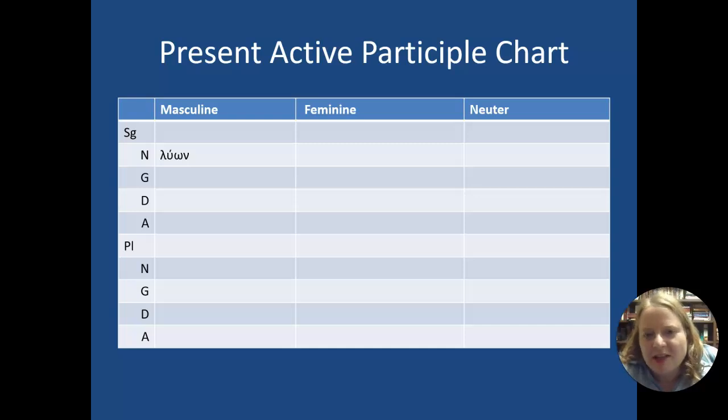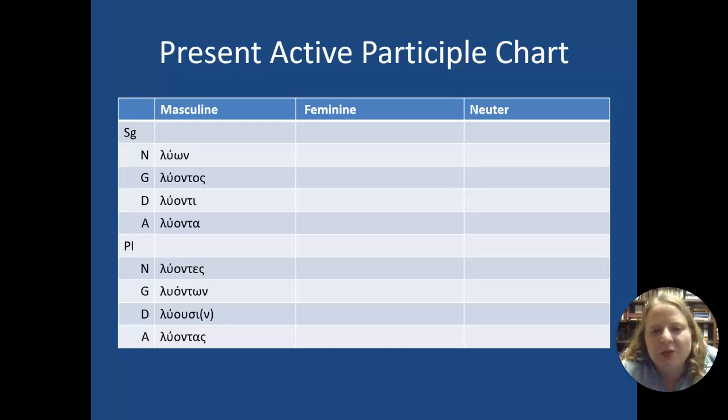Here are the present active participles. This is its most basic form. You always have to have the genitive, because the genitive is actually what helps you tell what's going on. And then this follows basically the third declension nouns. That's why this is the order in your textbook, chapter 17, then chapter 18. So luon becomes luontos, luonti, luonta. Then luontes, luonton, luusin, and then luontas.